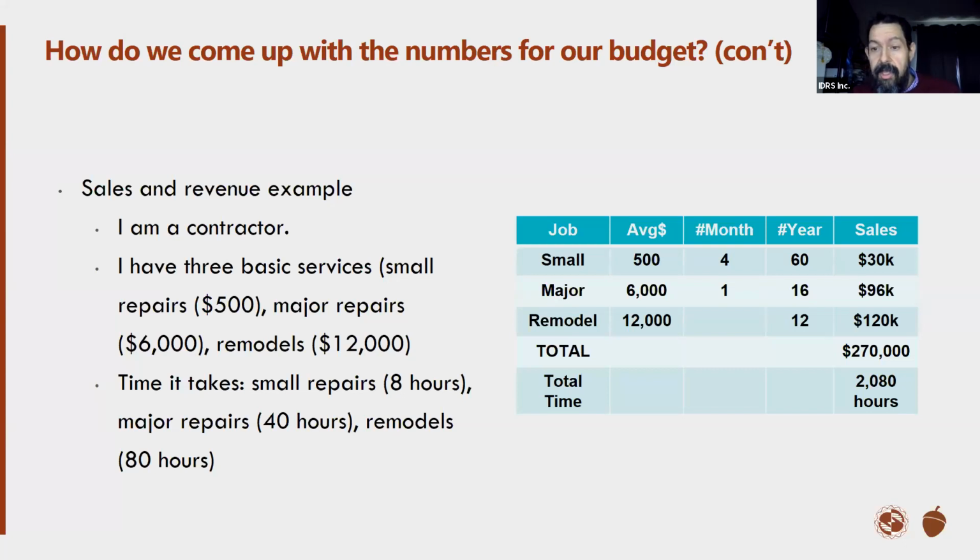It says he's going to get $30,000 in sales, $96,000 for sales in the major, 120 for remodel. Add all that, 270. Oh, this is going to be great. Now, he's not going to get all of 270 because that includes the materials he's purchased. But even if he got half of that, what a great business, 135. And look at the total time, 2,080 hours. That's like working a full-time job.